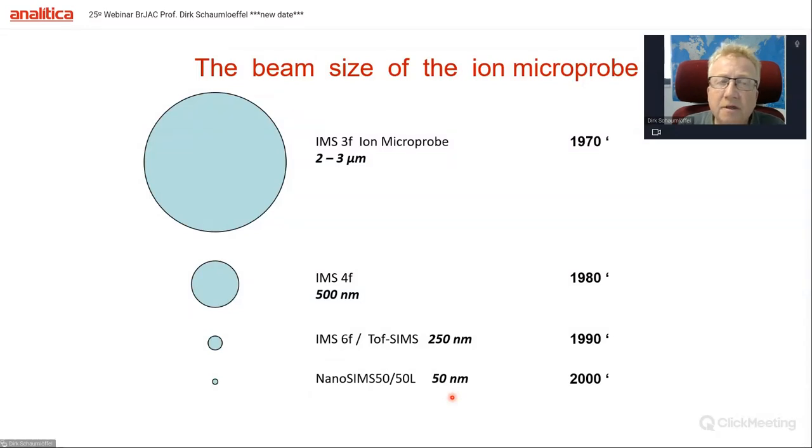You may ask, can we go even further down in this evolution? There's a physical limit. It's calculated by physicists. I cannot give you a detailed explanation of that, but it's related to the sputtering process and the energies. The physical limit is around 12 nanometers. Physicists say you cannot go lower than 12 nanometers in SIMS. So with 50 nanometers, we are already quite close to the best resolution in SIMS.